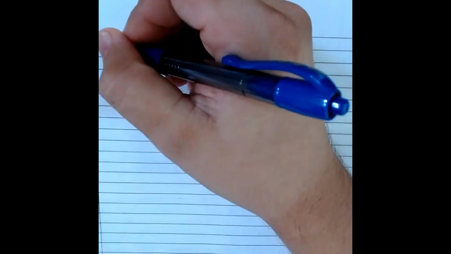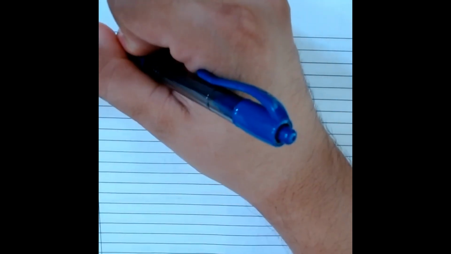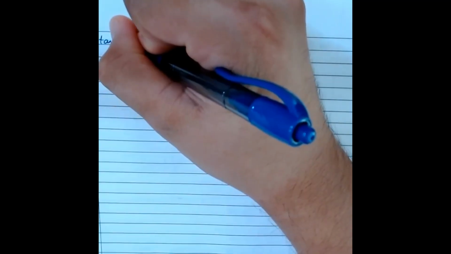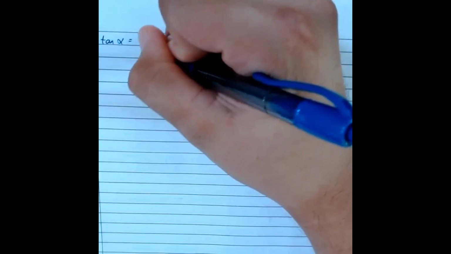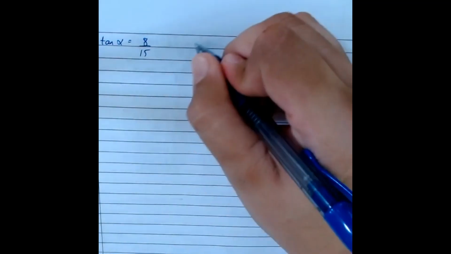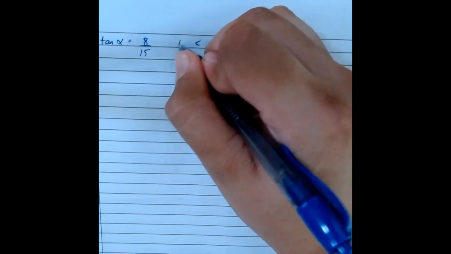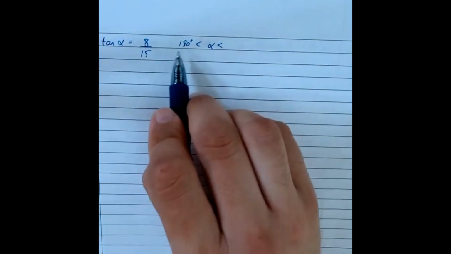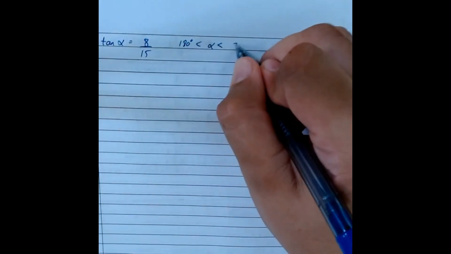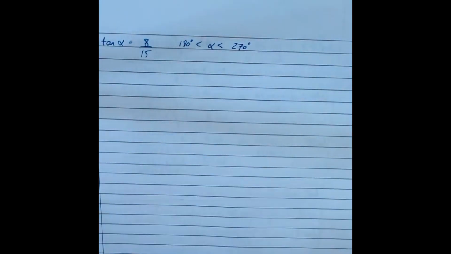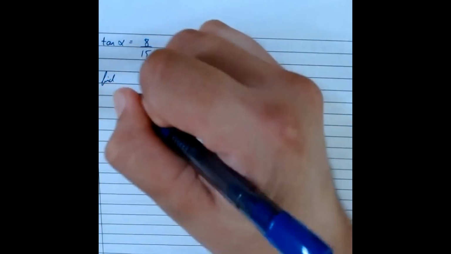Maybe a little more general, since we're not actually given a triangle. We're simply given some values. All right. So let's see here. Let's consider the situation where we know the tangent of alpha is 8 over 15. So the tangent of alpha is equal to 8 over 15. And let's say that we know that the angle alpha is somewhere in the third quadrant, because the angle alpha will be bigger than 180 degrees, but it'll be less than 270 degrees.